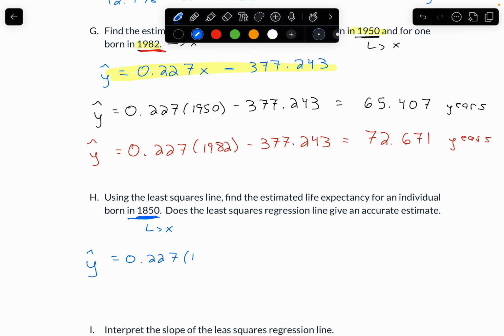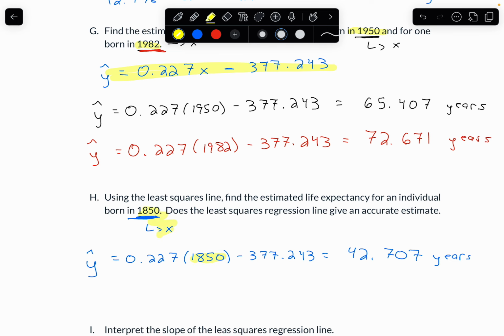0.227 times my X value, 1850, minus 377.243. One more time, I will grab my calculator: 0.227 times 1850 minus 377.243. And I end up with a life expectancy of 42.707 years, which at first glance seems awfully low.